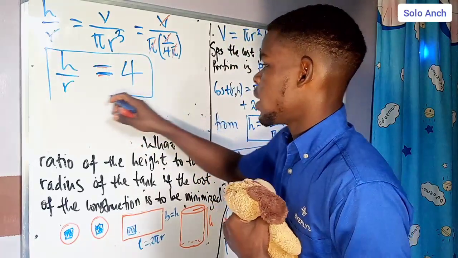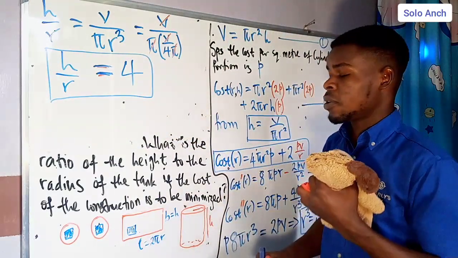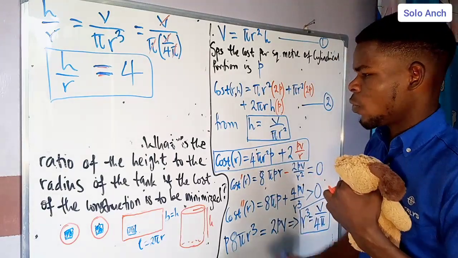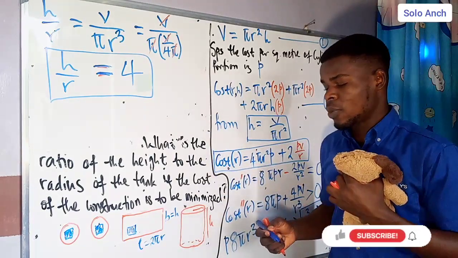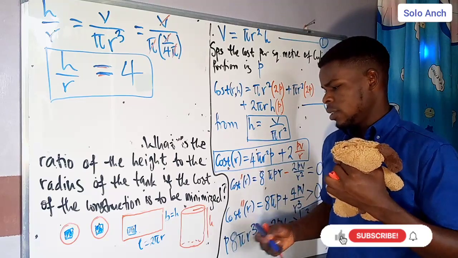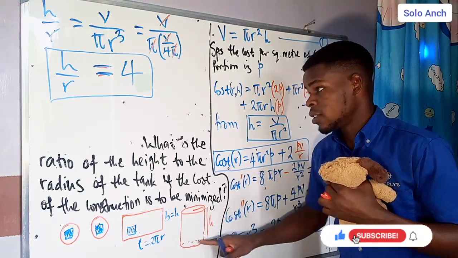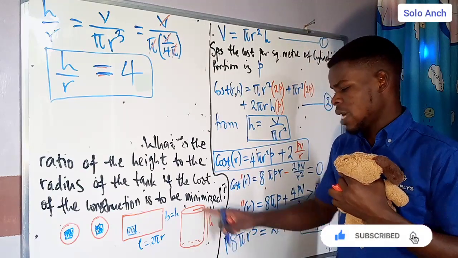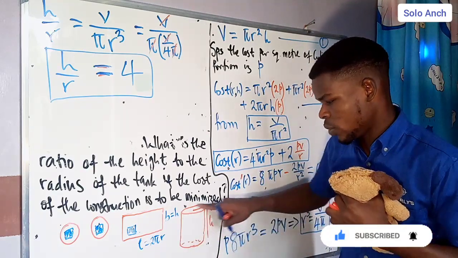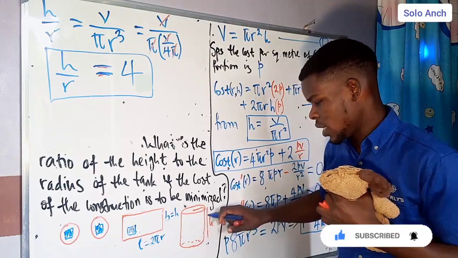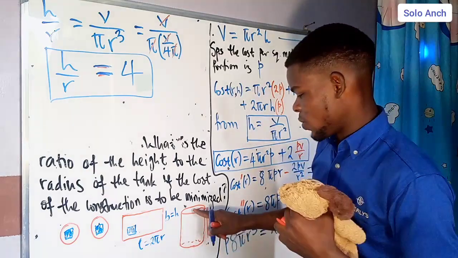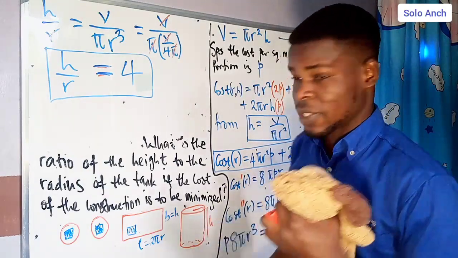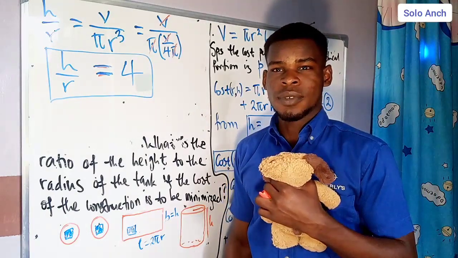So what that tells us is that the ratio of h and r, that is h over r, is equal to 4. What that means is that the height is going to be 4 times longer than the radius. In other words, the height is going to be 2 times longer than the width, that is from here to here, because 2 times the radius is going to give us the diameter. Anyway, all right, that was really a lot.